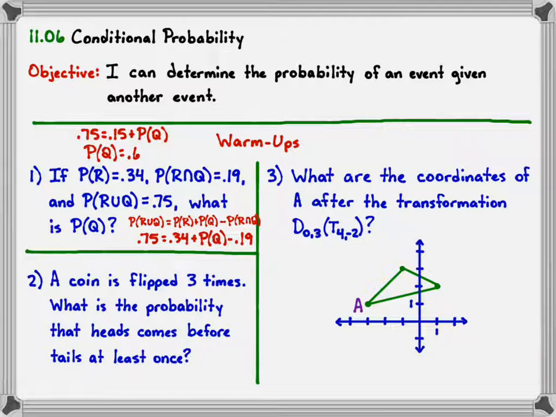For number 3, this is going way back in time. We're doing a transformation such that we're doing a dilation of a translation of this triangle, and we're looking for the coordinate of A at the end. So the coordinate of A now is -3, 1, and after we do, well, what do we do first? We do the translation first, so after we move it 4 units to the right and 2 units down, A prime would be 1, -1, and then after we do the dilation, remember we're doing it by a scale factor of 3, so we're just going to take our coordinates and multiply by 3. So we end up with 3, -3 is our final answer.